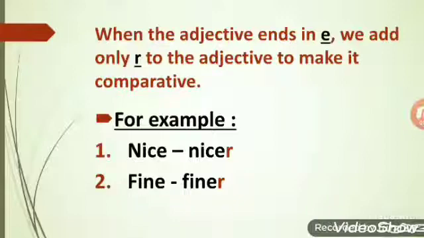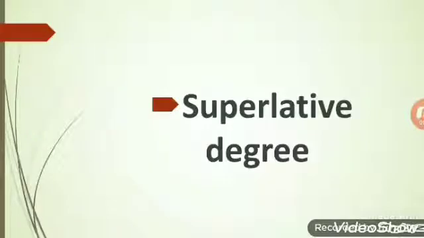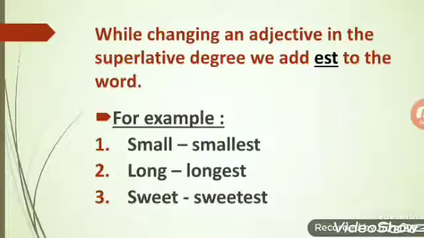Now children, let us see the rules of changing an adjective to their superlative degrees. Children, while changing an adjective to the superlative degree, we add est to the word. For example, small, smallest, long, longest, sweet, sweetest.